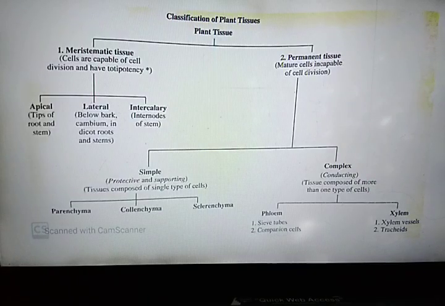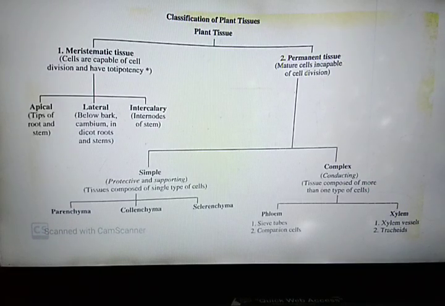We will study in detail about different types of plant tissues and animal tissues. First of all, we will study about different types of plant tissues. Plant tissues are of two types on the basis of the ability of cells to divide. Number 1, meristematic tissue. Second, permanent tissue.